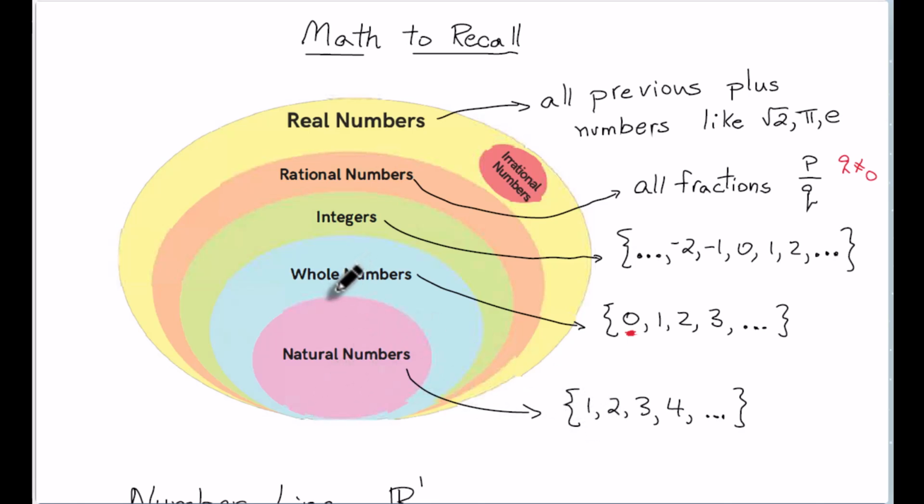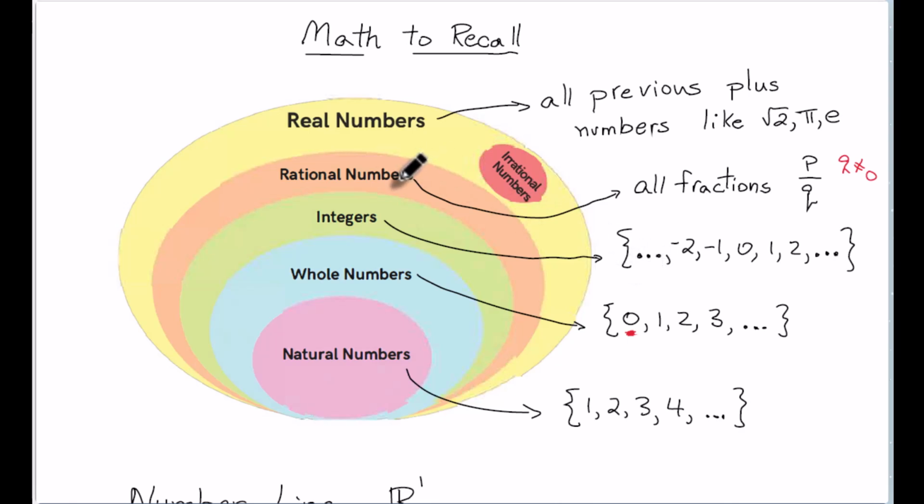Moving up in size, we have the whole numbers. Whole numbers have all of the natural numbers plus one more, and that's the zero. Moving up from there, we have the integers. Integers start going off left forever: -2, -1, 0, and then 1, 2, 3, 4 on to the right forever. So you see you've got all the whole numbers, but now we've included the negative numbers.